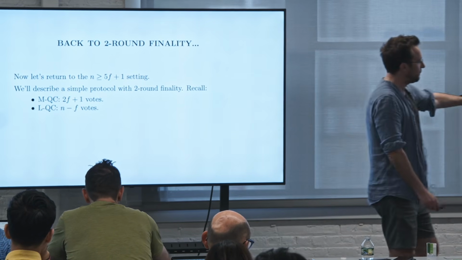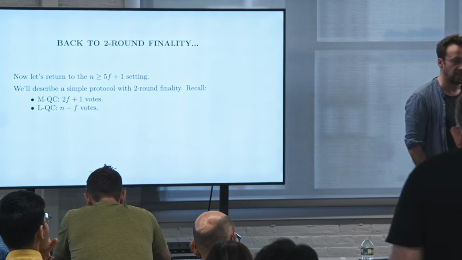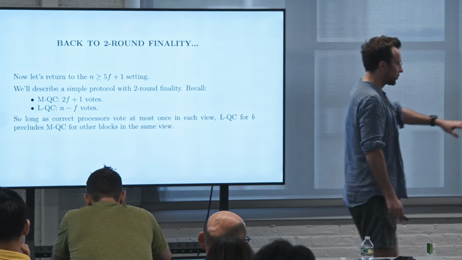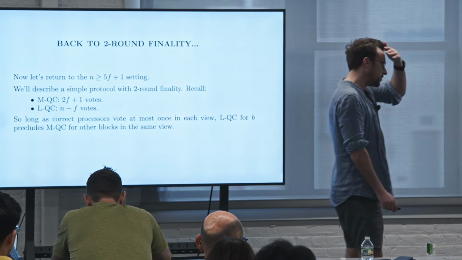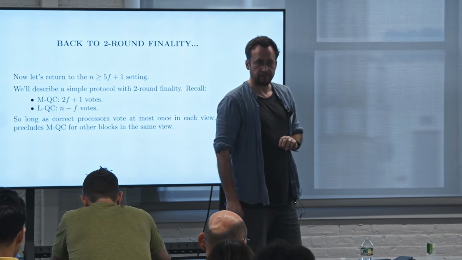Recall that an MQC is a set of 2f plus 1 votes, and an LQC is the larger one, a set of n minus f votes. And recall also that, so long as correct processors vote at most once in each view, an LQC for B precludes an MQC for other blocks in the same view.